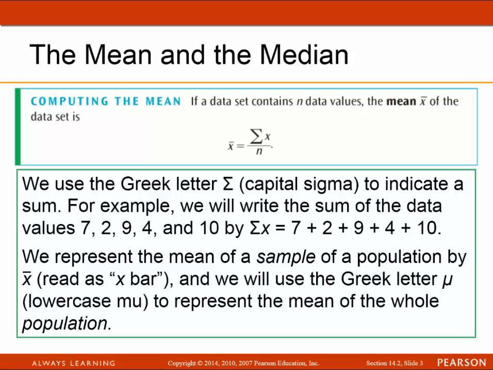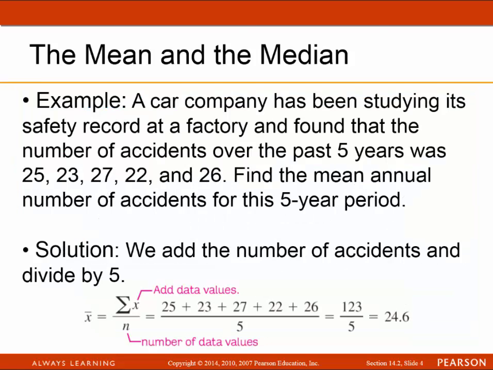Now we use the Greek letter sigma to indicate a sum. For example, we'll write the sum of the data values 7, 2, 9, 4, and 10. So the sum of the x's is going to be 7 plus 2 plus 9 plus 4 plus 10. Now we represent the mean of a sample by using the symbol x bar, and we use the Greek letter mu to represent the mean of a whole population.